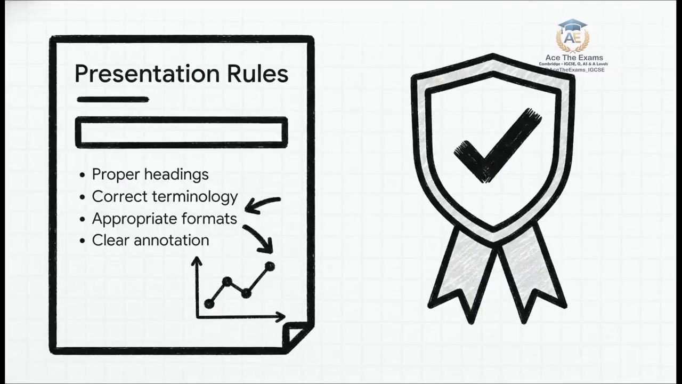Let's really drill down on Step 5 for a second. The exam board has strict presentation conventions. Think of this as the formatting of your legal brief. You need proper headings, correct terminology, appropriate formats, and clear annotation. If you find a coordinate, you better annotate what it represents. Is it a turning point? The examiners treat these formatting habits as professional skills. If you skip them, you're losing credibility.